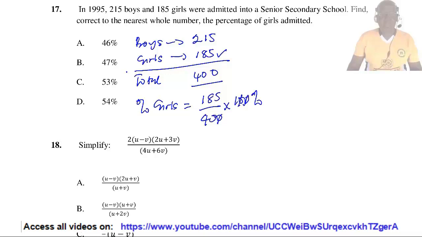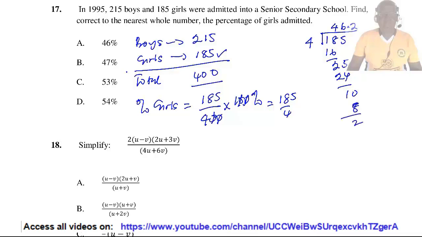This will cancel this. So we shall be left with 185 divided by 4. We shall continue through the long division method. So 4 into 185, 4 into 18, 16 over here. So 2 and then 5, then 6, 24, 1, 0. So 2, 8, 2, 0, so 5. So to the nearest whole number is A.